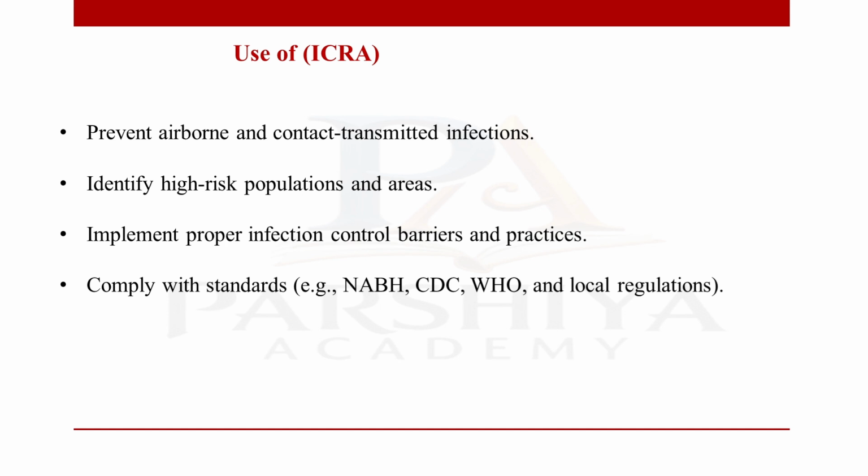Why is ICRA a requirement in your organization? Because of preventing airborne and contact transmission infection in your organization. Because your hospital has multiple departments, you need to identify and implement that. First, identify high risk populations and areas, that is the ICU, OT, and CCU, and implement proper infection control barriers and practices as required. Next, you need to identify and use the standards of NABH, JCI, CDC, WHO, and other local regulations which are requirements for the ICRA process.